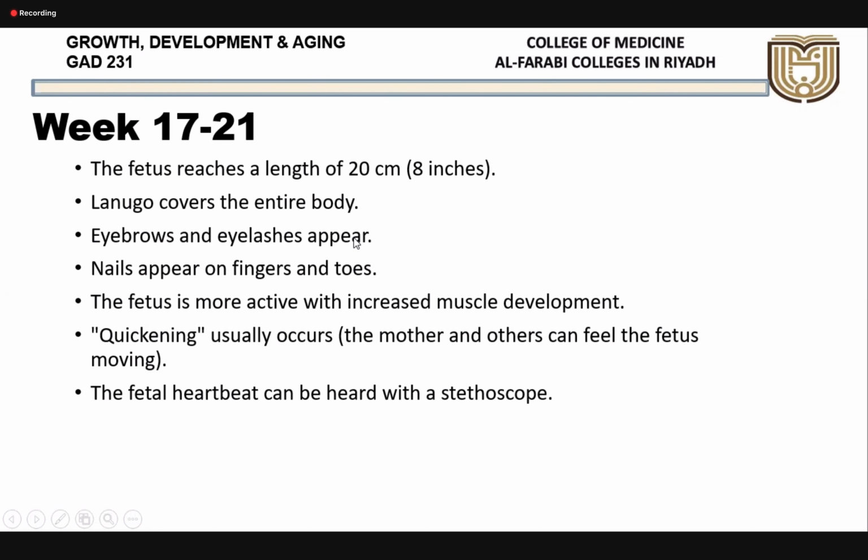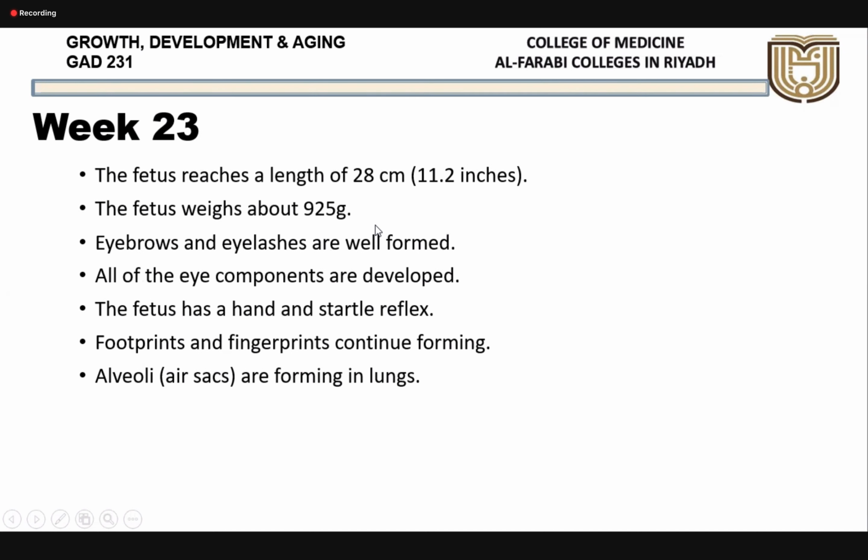So here they start appearing, but here they are well formed. By the 23rd week, the eyelashes and eyebrows are well formed, and all of the eye components are developed. Now, as we saw in the initial stages, it has closed its eyes. During its closure, all the components of the eye are being developed, and by this time, the eye components are well developed.